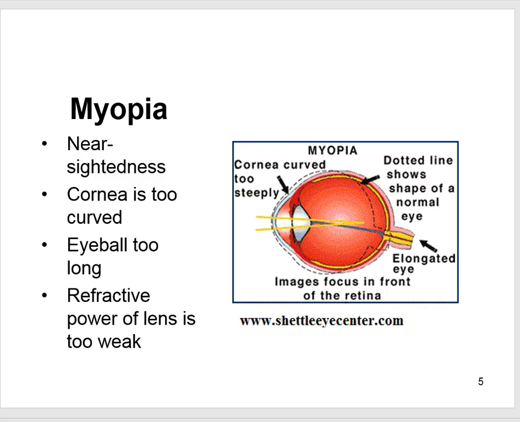Now let's talk about some disorders of refraction. Okay, so myopia is also called nearsightedness. Either the cornea is too curved or the eyeball is too long. The refractive power of the lens is too weak. Okay, it could be any of those three.